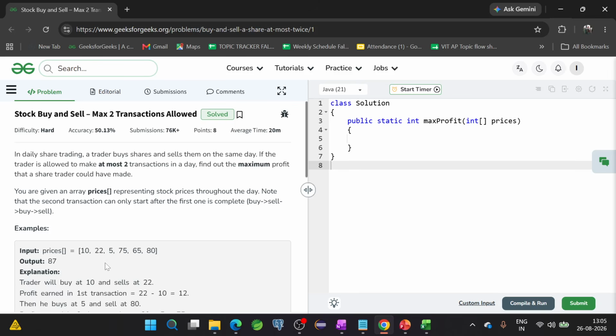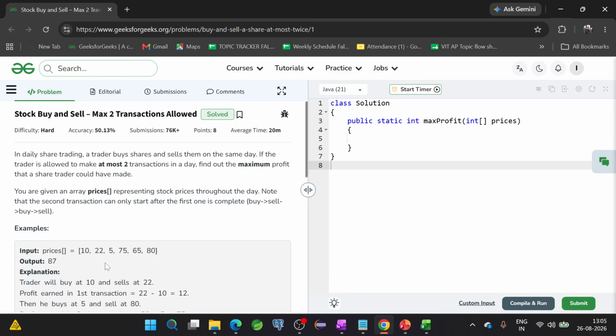Here, the statement says that in daily share trading, a trader buys shares and sells them on the same day. If the trader is allowed to make at most two transactions in a day, find out the maximum profit that a share trader could have made. Means buy and sell, again buy and sell. What is the total profit you have to display?